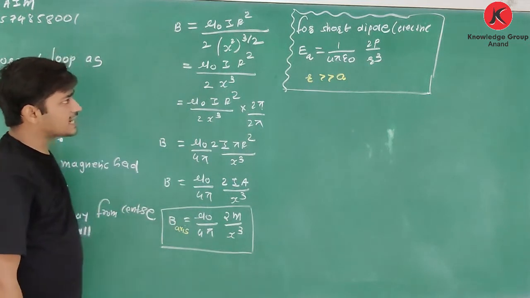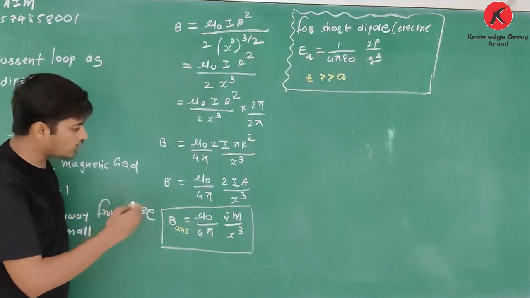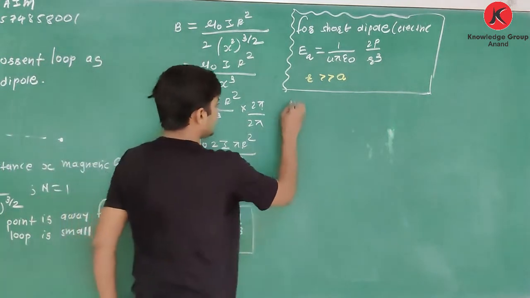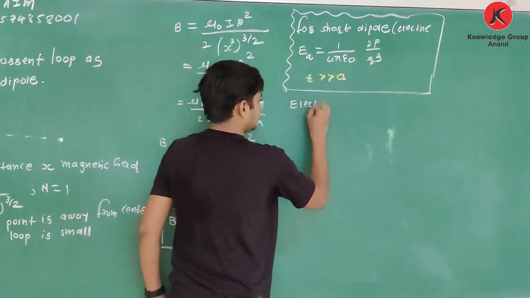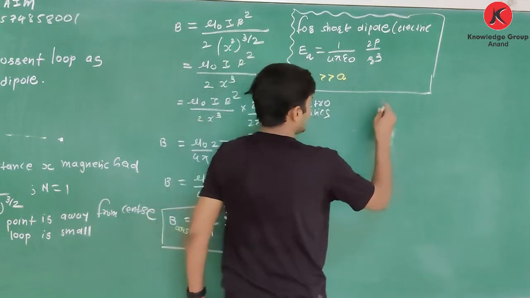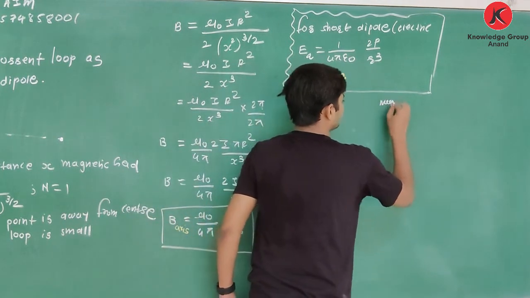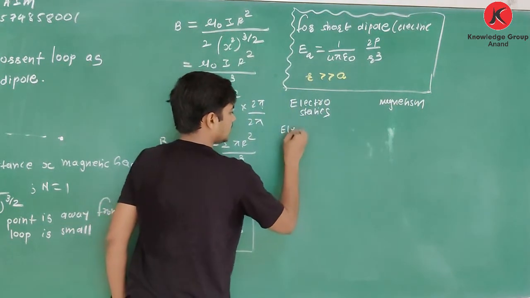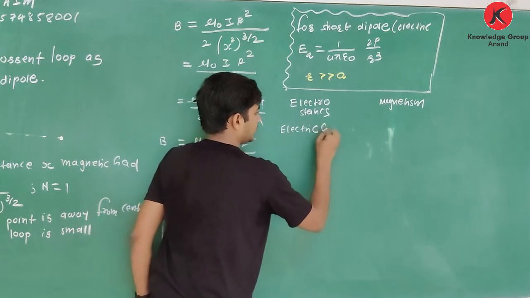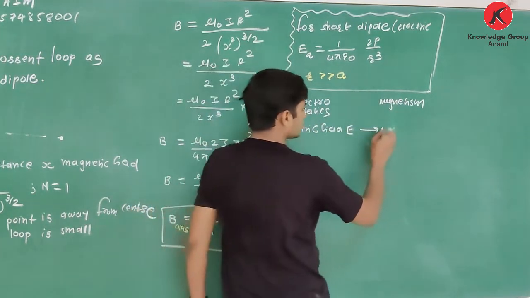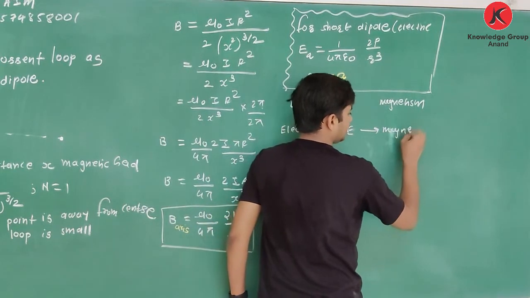Then how to compare this magnetic field with this electric field? See, in electrostatics, you have the electric field E, and here in magnetism, you have to write the magnetic field.